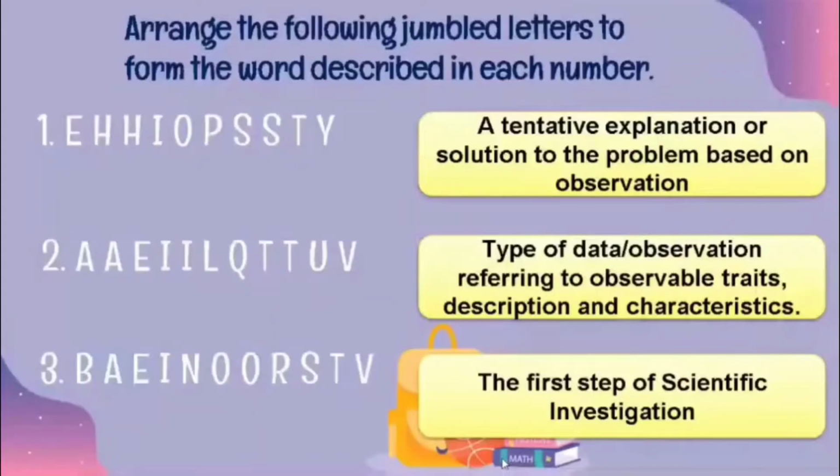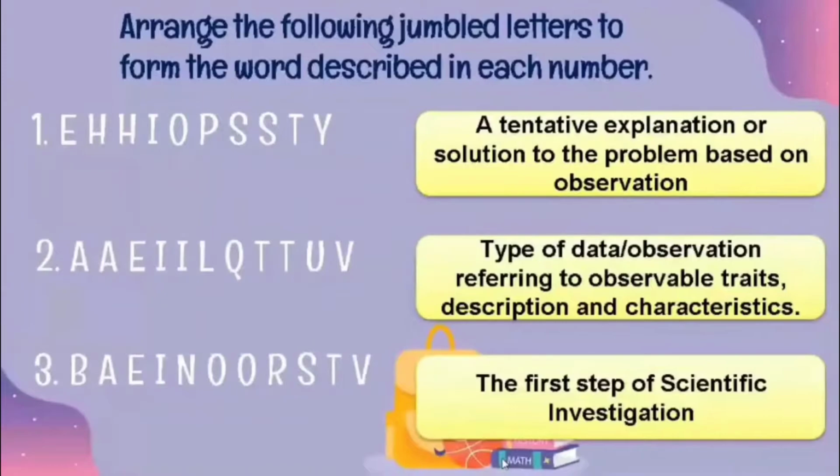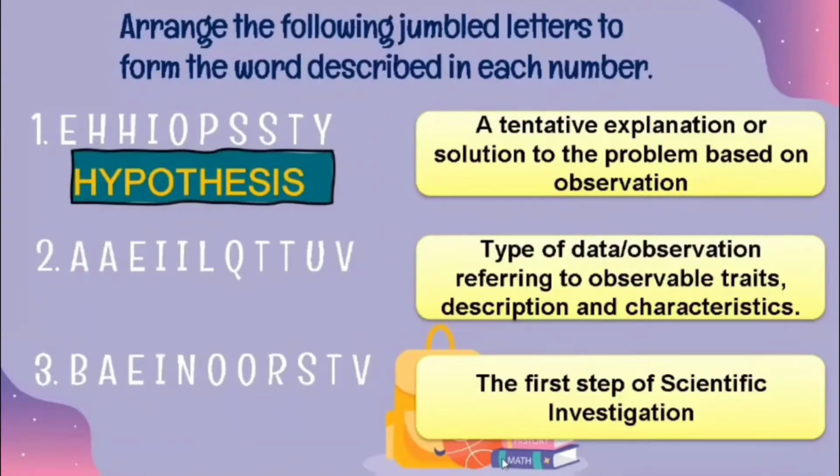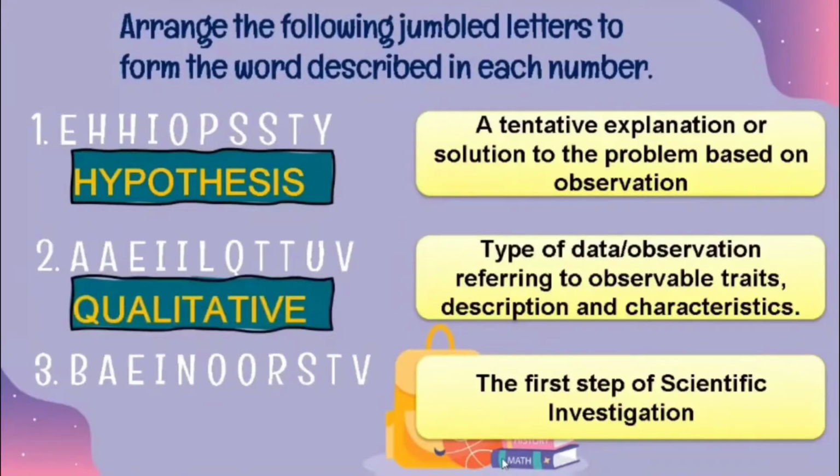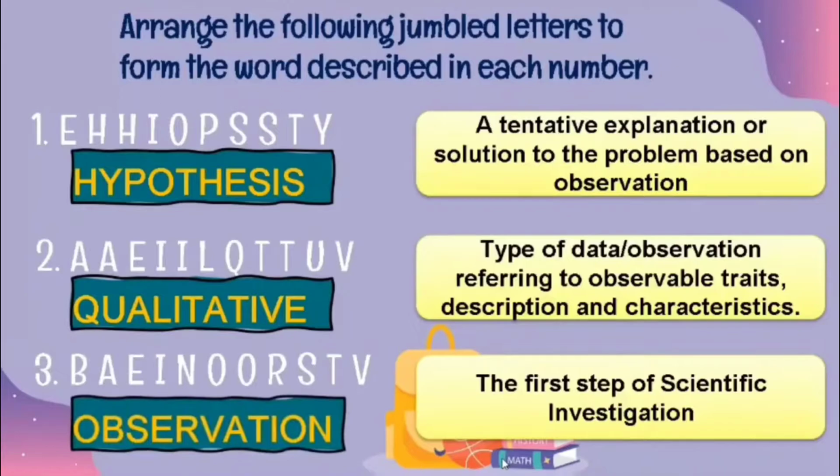Let's check your answers. Number 1, a tentative explanation or solution to the problem based on observation is what we call hypothesis. Number 2, the answer is qualitative. It is the type of data or observation referring to observable traits, description, and characteristics of an object. Number 3, observation. The first step of scientific investigation, which will be done to know the problems that we have around us.